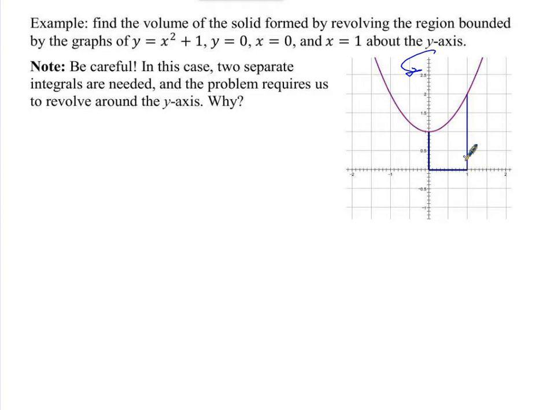As long as you can picture what it looks like in your mind, then you can kind of picture how this thing's supposed to go. Now, I have a note. Be careful in this case, 2 separate integrals are needed and the problem requires us to revolve around the y-axis. Why?